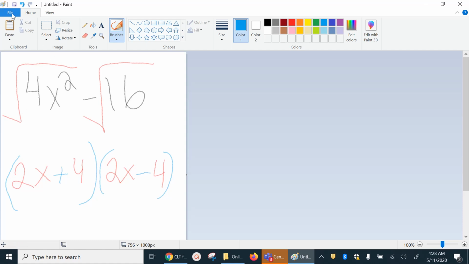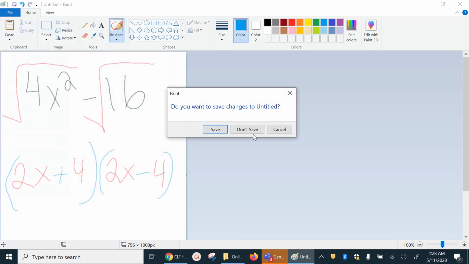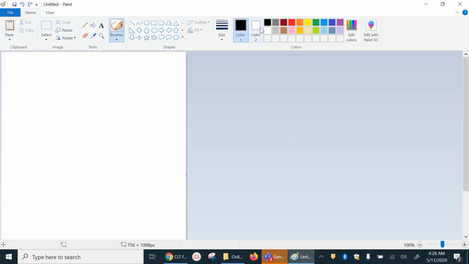Let's do another one. So now I'm going to take 16y to the fourth power minus 100. So the square root of each of these. What's the square root of 16? It's 4. What's the square root of y to the fourth? Here's the deal, guys. If it's an even exponent, you just divide it by 2, and that's the square root of it.